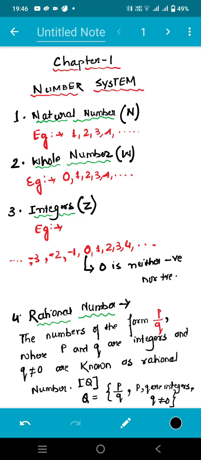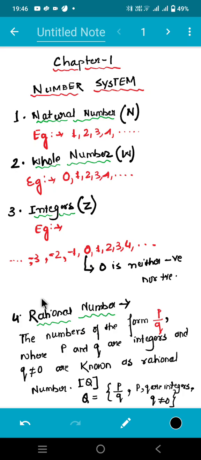So in today's session we'll have a very basic knowledge on chapter 1, number system. Now we have learned about various types of numbers in our earlier classes, isn't it? So let us first review them, okay? And then we'll learn more about numbers.